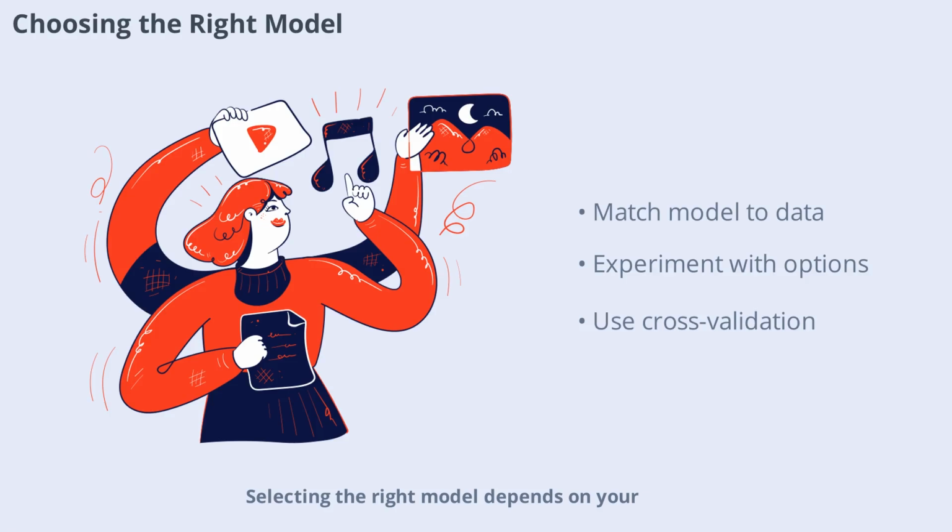Selecting the right model depends on your data and the problem you're trying to solve. Sometimes, a simple linear model is enough. Other times, you might need something more sophisticated. It's important to experiment with different models and compare their performance. Tools like cross-validation can help you make informed choices and avoid common pitfalls.